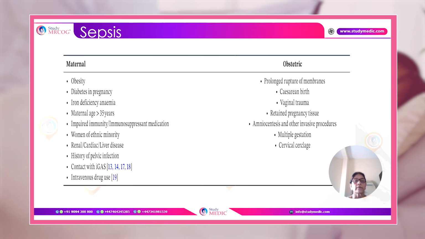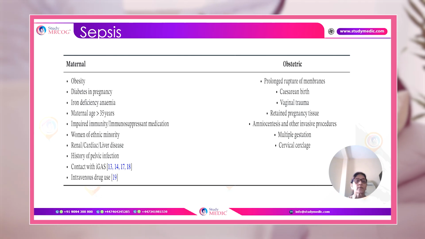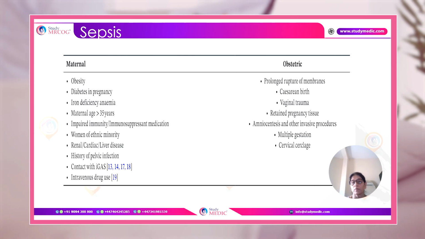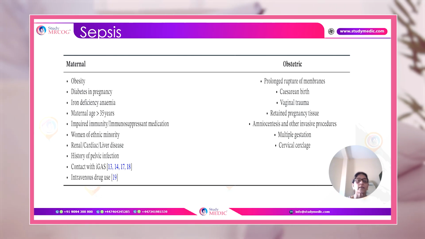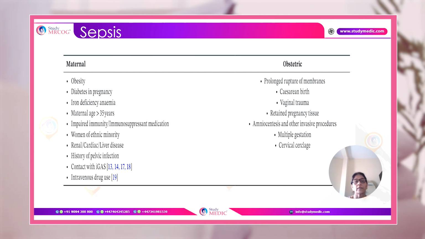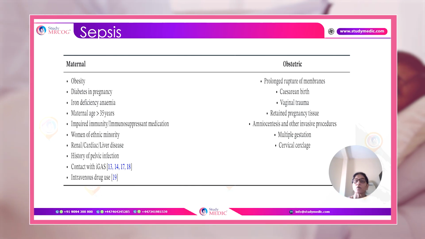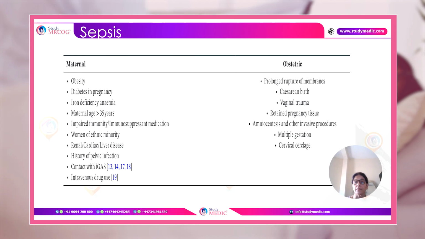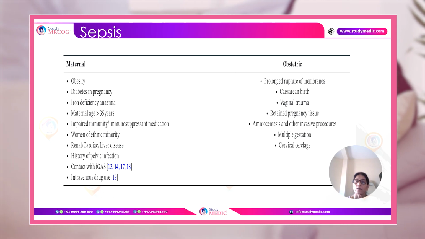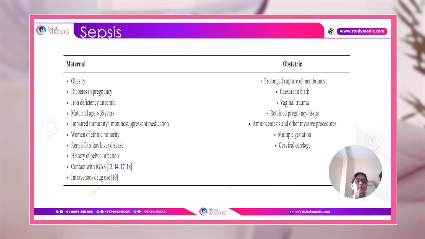or she is on some immunosuppressant medication like steroids for a long time, ethnic minorities like Black, Asian, and other minorities. If she has any cardiac, renal, or liver disease, a previous history of pelvic infection, is in contact with someone who has GAS, that is invasive GAS disease, or is an intravenous drug user, all these women are at a very high risk of developing sepsis.